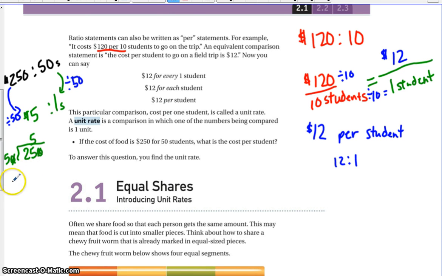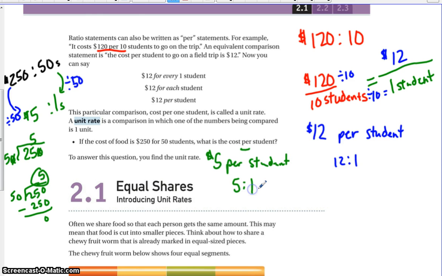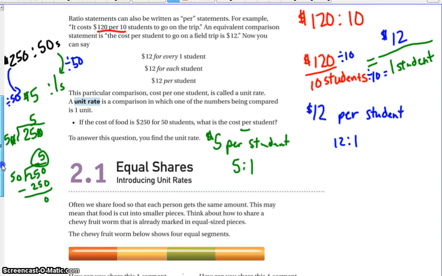Okay, so if I multiply both numbers up by 10, 50 and 250, my answer is going to be 5. 5 times 50 is going to be 250, and we subtract and get our 0, and I got my 5. So the cost for each student, or per student here, is going to be $5 per student, or a 5-to-1 ratio. All right, so let's take a little bit further look down on the page.